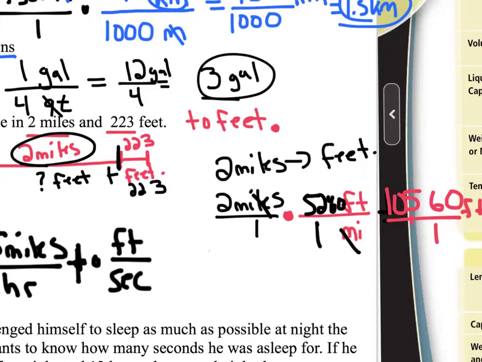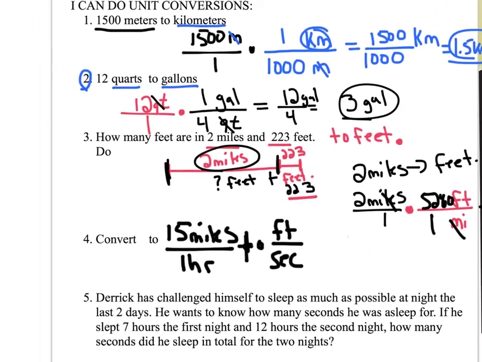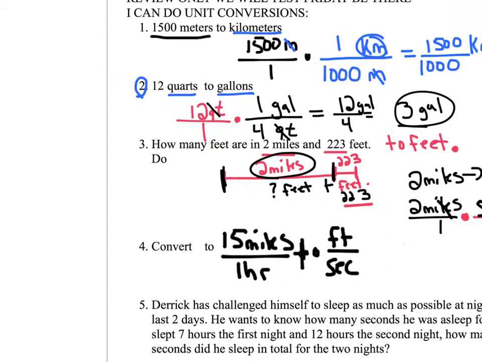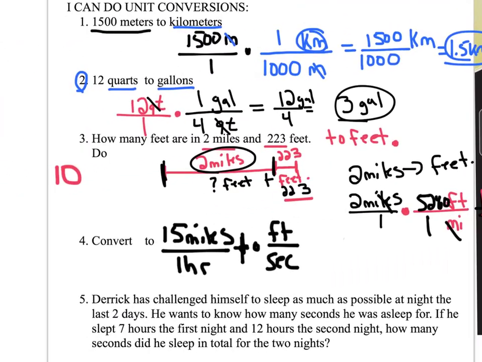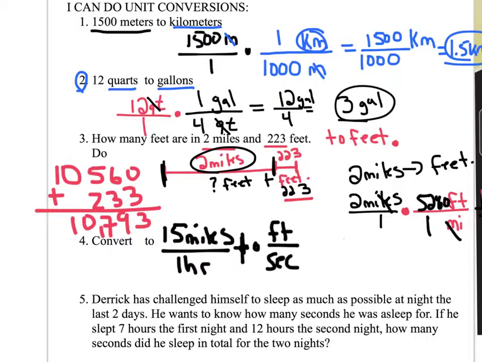Okay. And I'm going to add that to 223. So I'm going to do that by hand. We'll do it over in here. It's 10,560 plus 223. We'll do this by hand. That's 3, that's 8, that's 7, that's 0, and that's 1. So it's 10,783 feet. Make sure you're putting units on these.